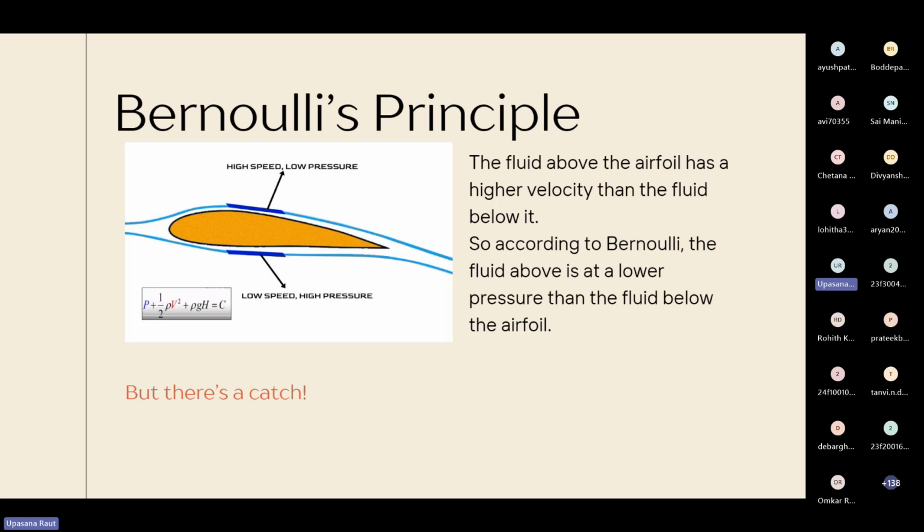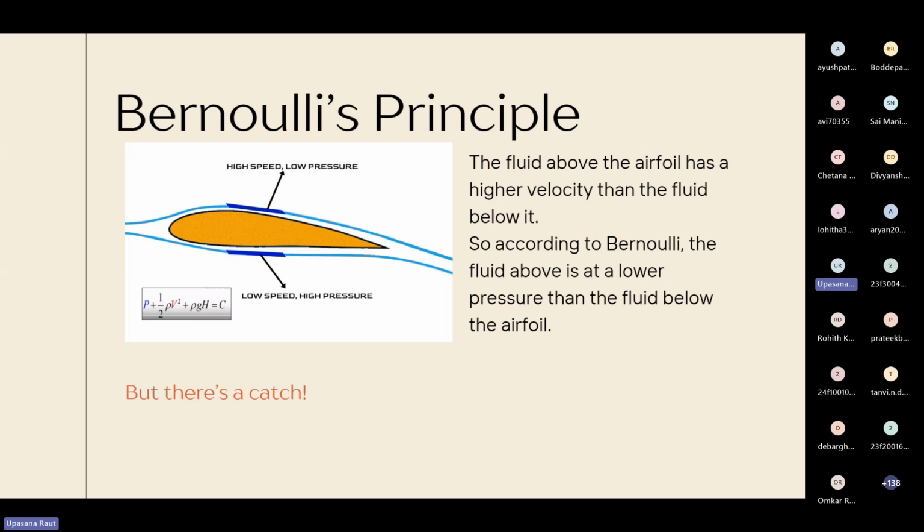So above the airfoil, the particle has to travel a greater distance to reach the point at the end of the trailing edge of the airfoil. So the speed of the air particle above is higher than the speed of the air particle below.